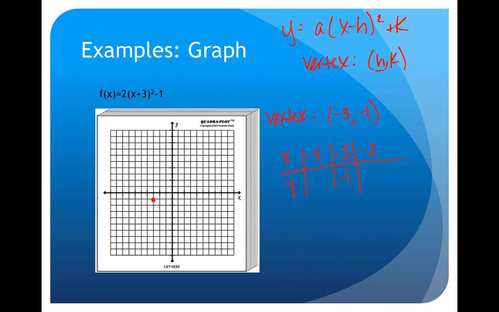And I just plug those in to solve for y. So if I do that, I've got 2 times, say I plug in the negative 4 plus 3 squared minus 1. And then watch your order of operations. Parentheses first, so it's going to be a negative 1 squared. So that's a positive 1 times 2. So 2 minus 1, which will be 1. And then again, that gets reflected over. So I've got a point here and a point here.